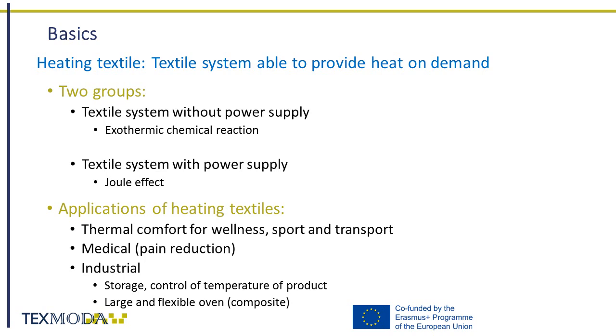Applications of heating textiles are for thermal comfort, for wellness, sport and transport, for instance. In addition, we could find applications in medical, mainly for pain reduction. Finally, there are some applications in the industrial field for the storage in a constant temperature of a chemical product, for instance, or to manufacture on demand large and flexible ovens for composite parts.